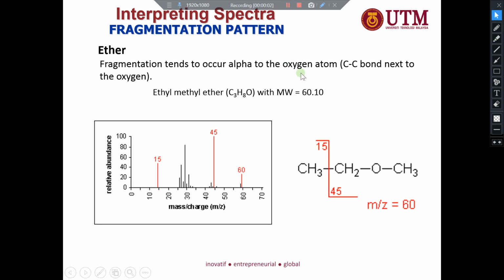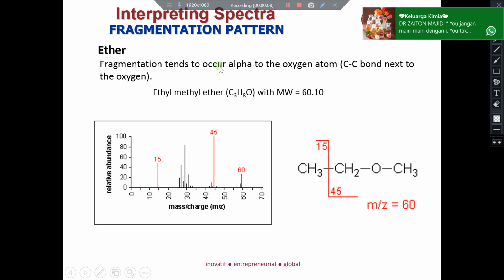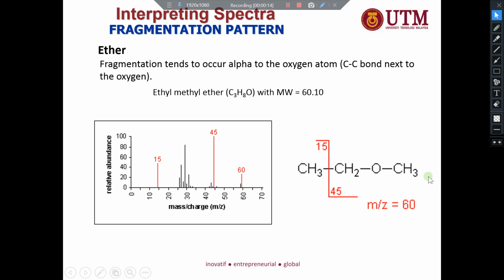Alright, the next one is ether. Fragmentation tends to occur alpha to the oxygen atom. Okay, the fragmentation tends to occur alpha to the oxygen atom. Maksudnya kalau we have the COC here, dia akan potong sebelah COC lah, sama dekat sana atau kat sana. Alright, but from my reading, dia tak semestinya yang ini yang akan jadi abundance. Dia tak mustahil yang ini boleh jadi abundance. Tak mustahil but depends on the situation.